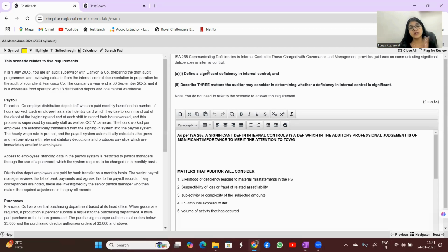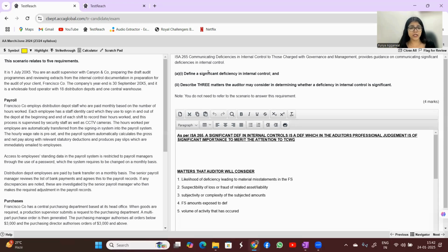And then the next thing is, describe 3 matters the auditor may consider in determining whether a deficiency is significant. I give you an example that if it impacts your financial statements, of course it is significant. If due to this deficiency there can be some losses, some frauds, some errors happening, of course it is significant. If it is very subjective, your opinion can be different, my opinion can be different, and TCWG opinion can be different. So again, it depends on the opinion also.